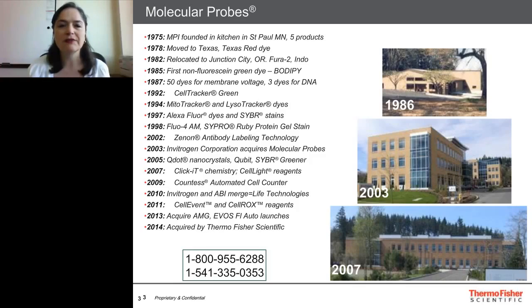We've gone through a few different parent corporation name changes. Invitrogen acquired Molecular Probes and then merged with ABI, and we were known as Life Technologies. But now we've been acquired by Thermo Fisher, and that's our parent corporation.